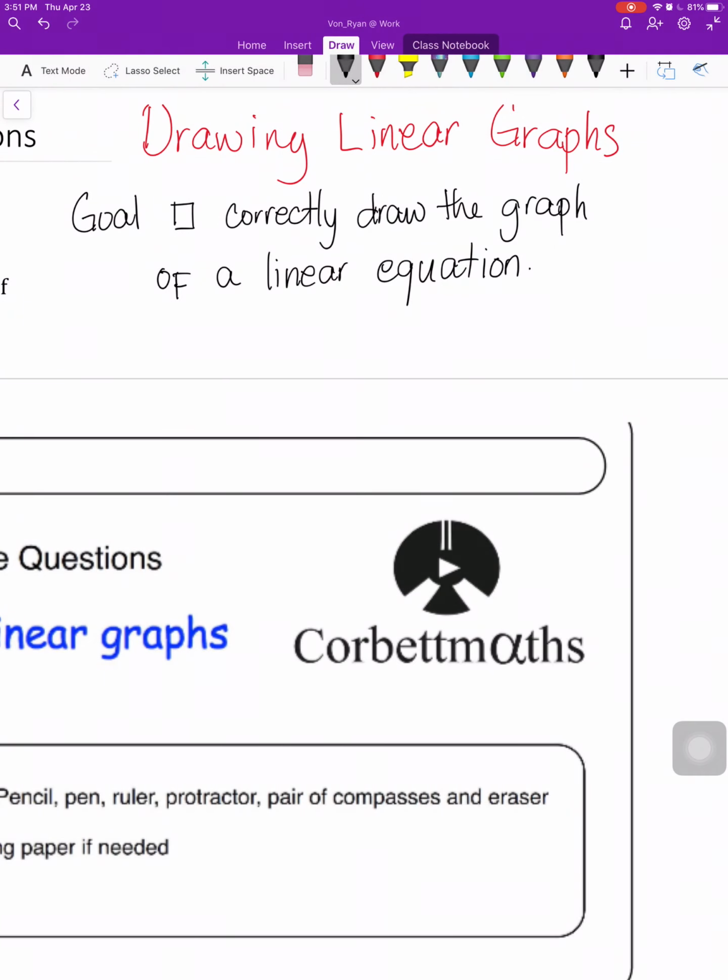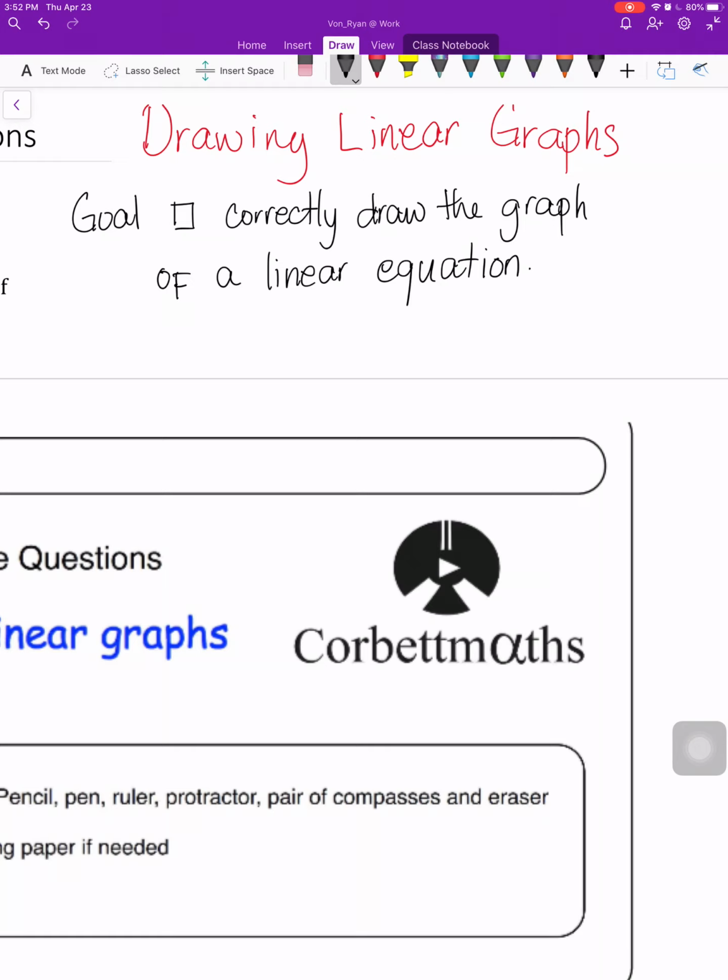Hello. In this video, we'll talk about drawing linear graphs. Our goal for this lesson is to correctly draw the graph of a linear equation. In this case, we will use methods of drawing a table and assigning arbitrary values for x and solving for y to get points to draw our line. I will use a paper from Corbetts Maths to guide us so that we can work on examples.